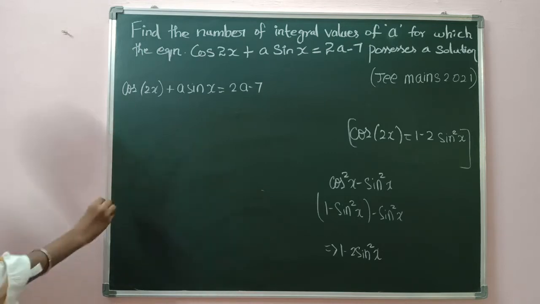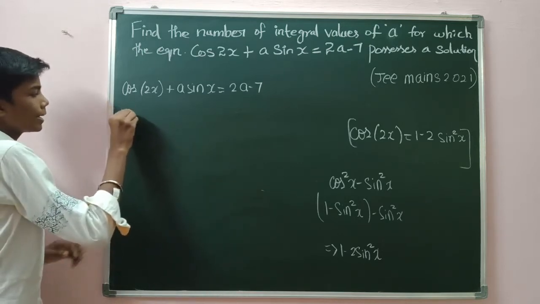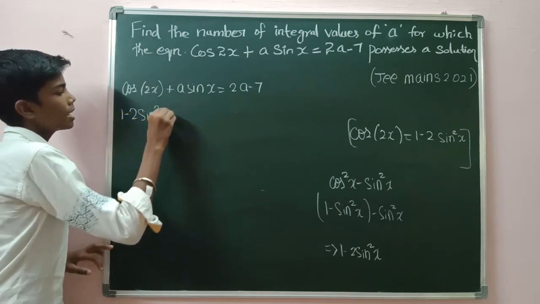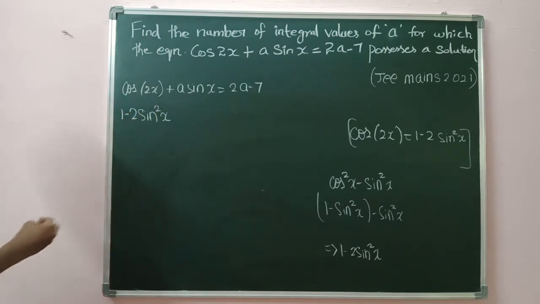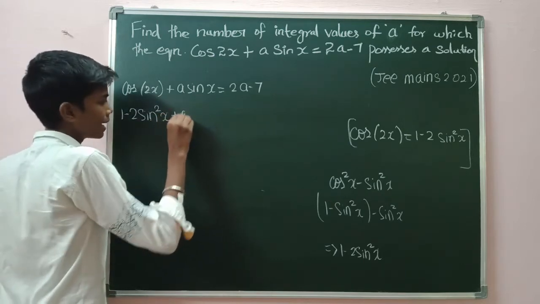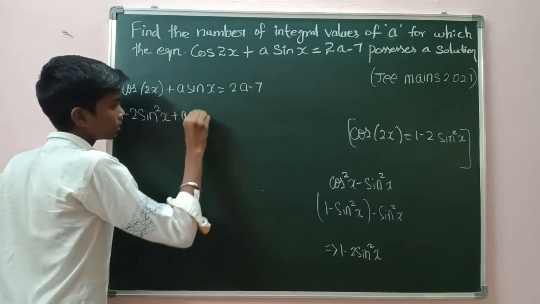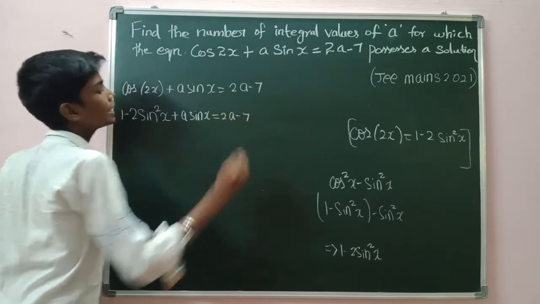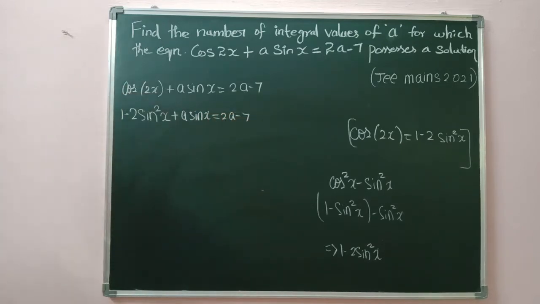So I can write cos 2x as 1 - 2 sin² x, then I have + a sin x = 2a - 7. Basically, my motive is to convert this equation into quadratic form. That is my main motive. I need to convert into a quadratic form. So I just wrote cos 2x as 1 - 2 sin² x.